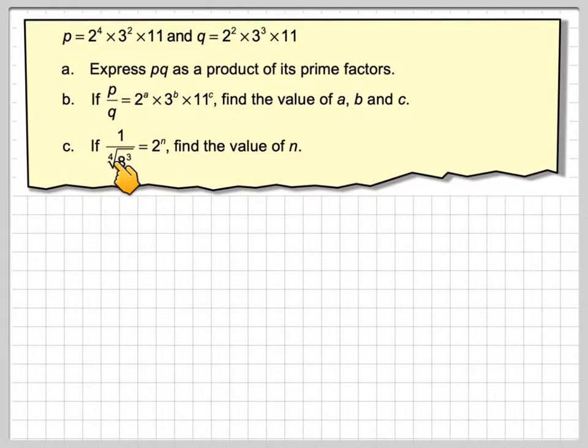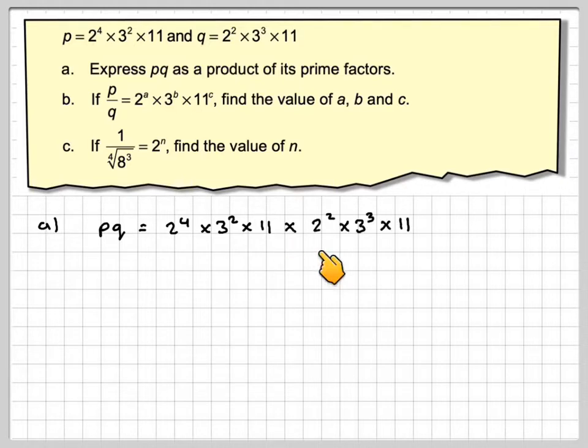If 1 over the fourth root of 8 cubed is equal to 2 to the n, find the value of n. So pq is 2 to the 4 times 3 squared times 11 times 2 squared times 3 cubed times 11. So if we now group together all the ones that have base 2, it's 2 to the 4 times 2 squared, 3 squared times 3 cubed, and 11 times 11.